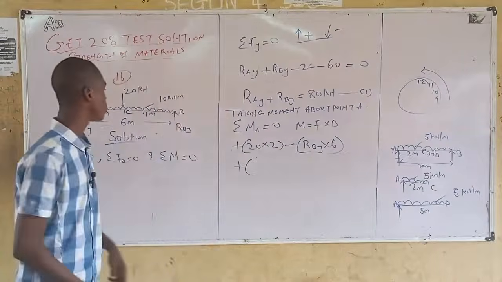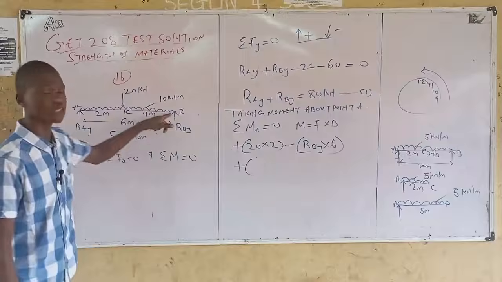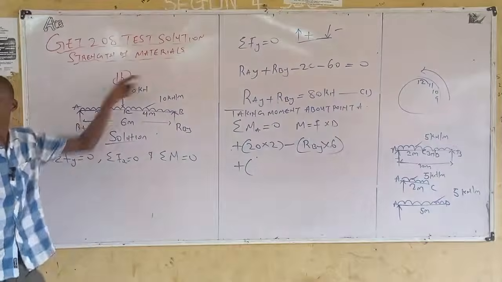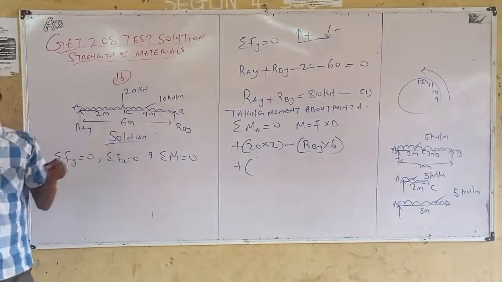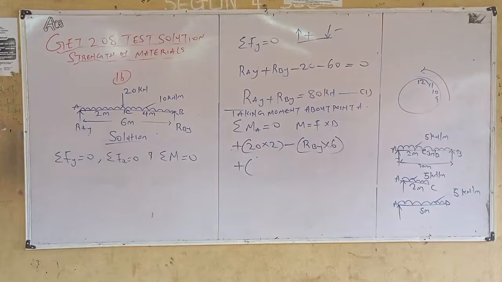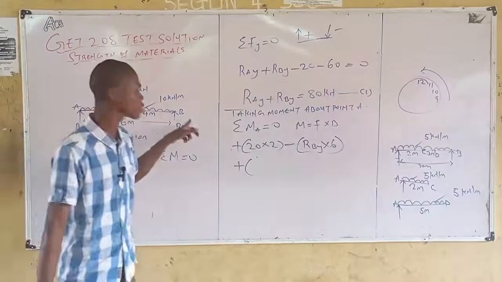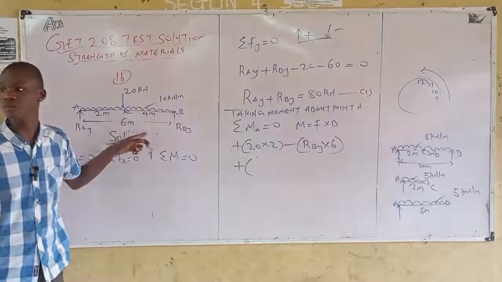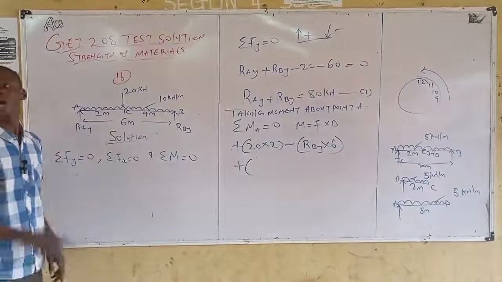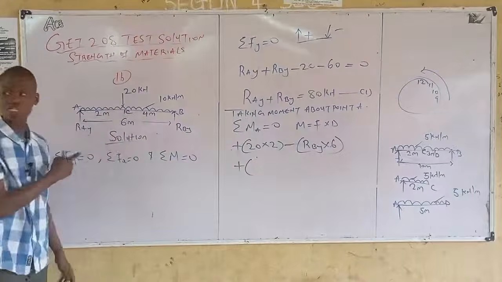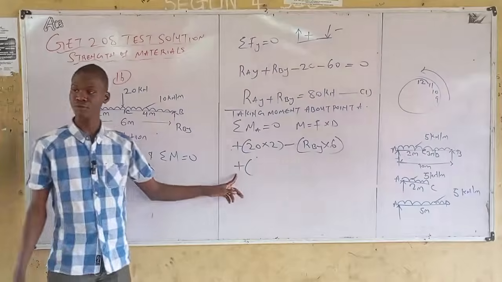Okay, back to this question. We are taking the moment of this UDL about A, right? In what direction? Let me just check something. So from here, in what direction is the UDL traveling? Clockwise. Why is it clockwise? It is going in the direction of my clock, so it is positive.